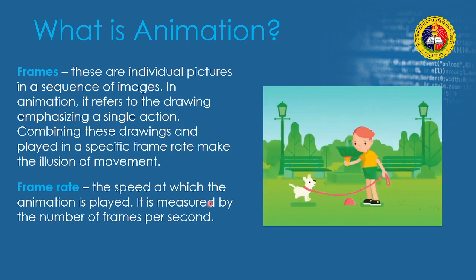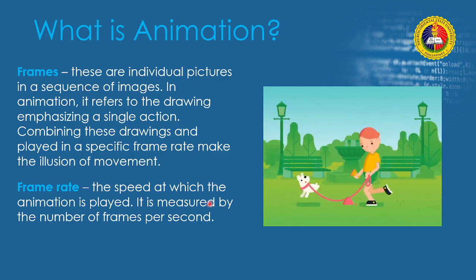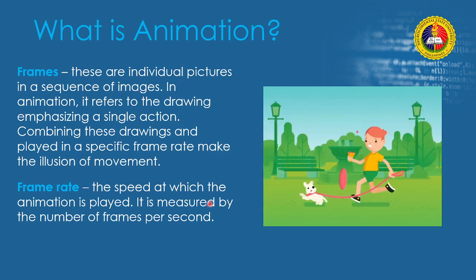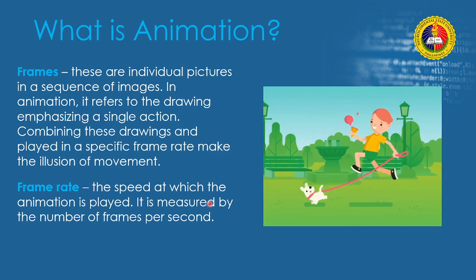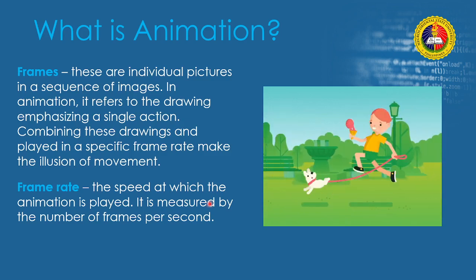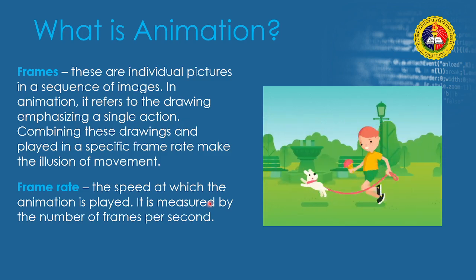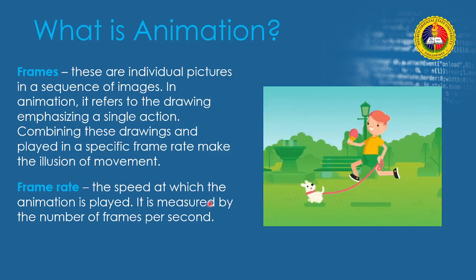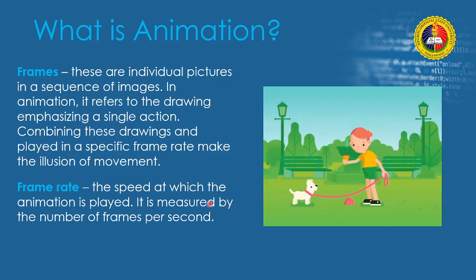Combining these drawings and playing them at a specific frame rate creates the illusion of movement. So basically, going back to traditional animation, the animator has to draw each action of the movement, then combine them all together and play them successively so that it will depict an illusion of movement. Each of those photographs is called a frame. Again, each photograph taken for the animation is called a frame.